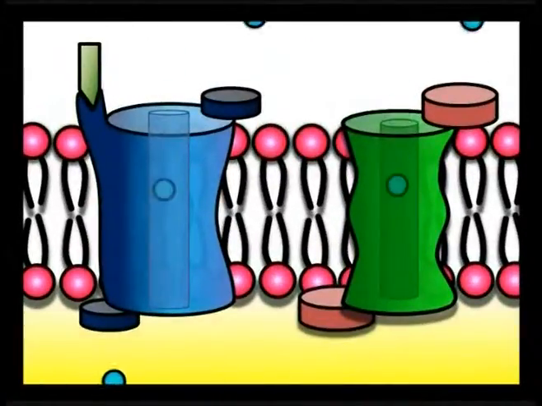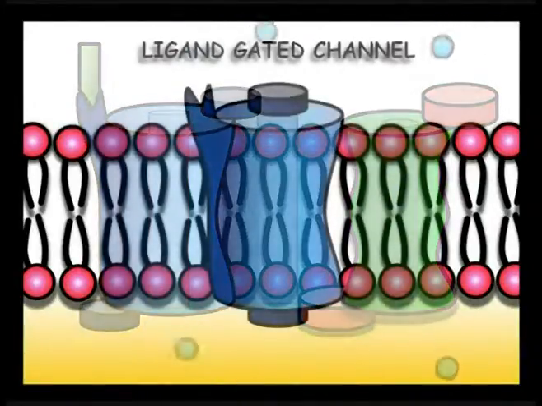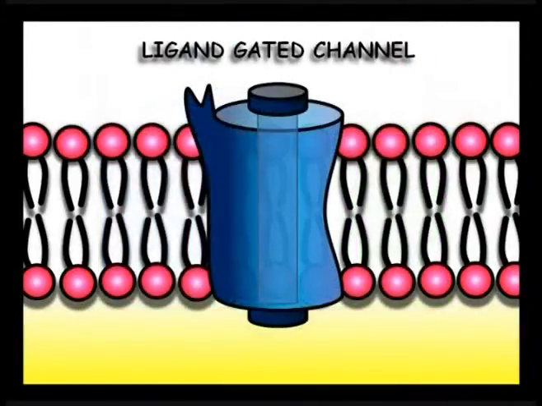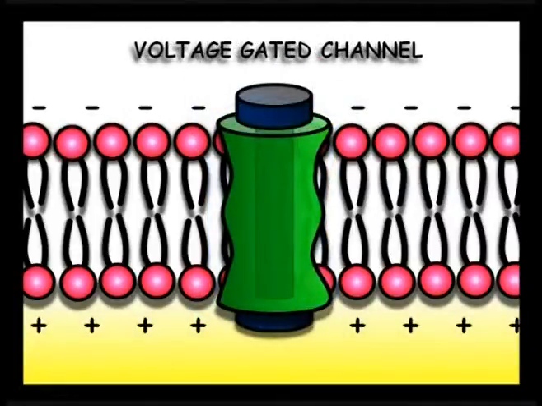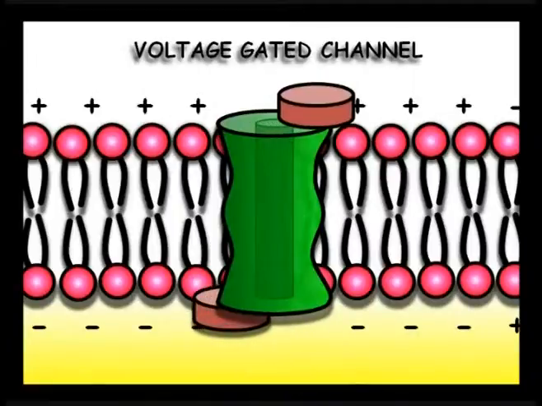Ion channels can be classified according to the process that will change their conformation. Firstly, we have the ligand-gated channel. This ion channel opens when a specific molecule, called a ligand, binds to it. We also have the voltage-gated channel. This channel type opens when a change in membrane potential occurs.